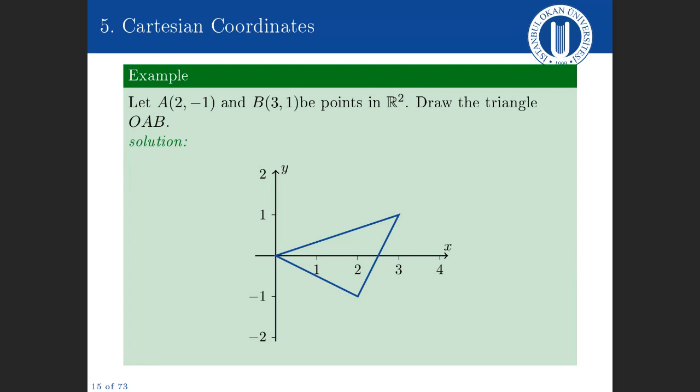For example, let A be the point 2, -1, B be the point 3, 1. Draw the triangle OAB. Well, we can plot the point 2, -1, that's just here. That's A. We can plot the point 3, 1, just here. This is the point B. O is the origin. Connect these together, we get a triangle.